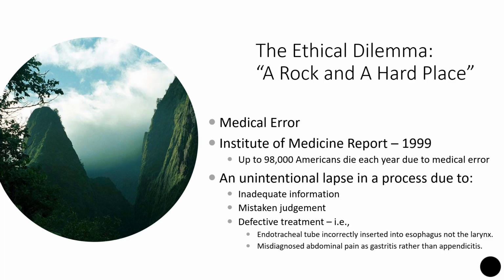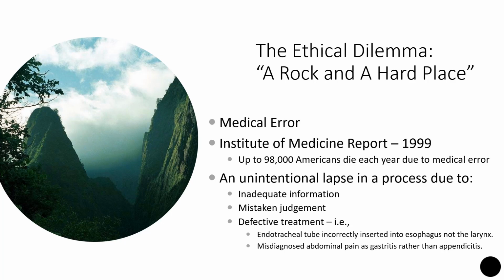So you look for systematic reviews, you look for meta-analyses, you look for clinical practice guidelines, and you look for them in things that have peer review. And so, trying to find out, do I have adequate information? If I have inadequate information, I can make a wrong clinical decision. I can have mistaken judgment and actually can do defective treatment.